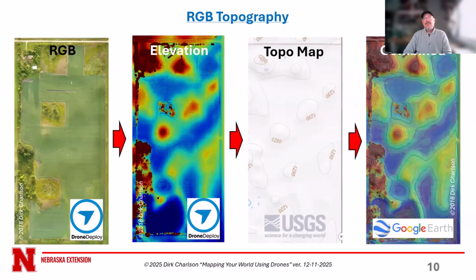Now, the question might be, how accurate is this map? You can actually obtain topographic maps, or topo maps, from the USGS. And as you can see, when we combine the drone imagery with the published topo map, they match up really well.